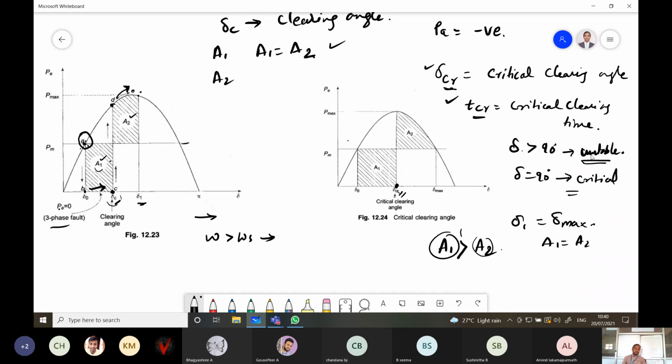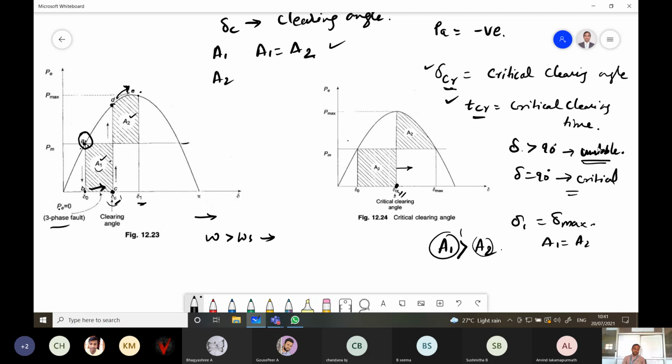I have told that the system will be unstable because delta CR is the maximum point, so it should not cross this. If it crosses this, area A1 will be increasing further and A2 will reduce. Then A1 is more than A2, and the system will become unstable. This is about the stability point.